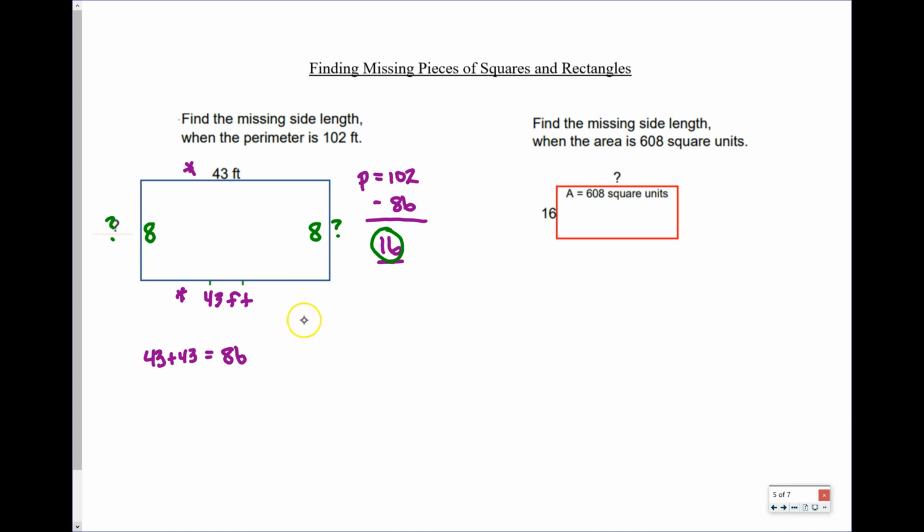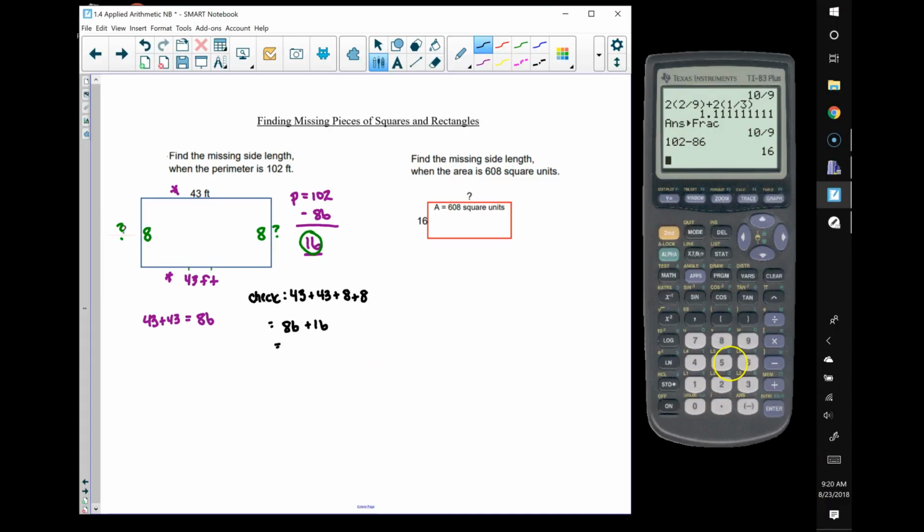And to check your work, all you do is add it all up. 43 plus 43 plus 8 plus 8. That's going to give me 86 plus 16. And when I put 86 plus 16 in my calculator, I get 102 as my perimeter, okay? So I know my final answer is 8 feet. That's the missing side length.